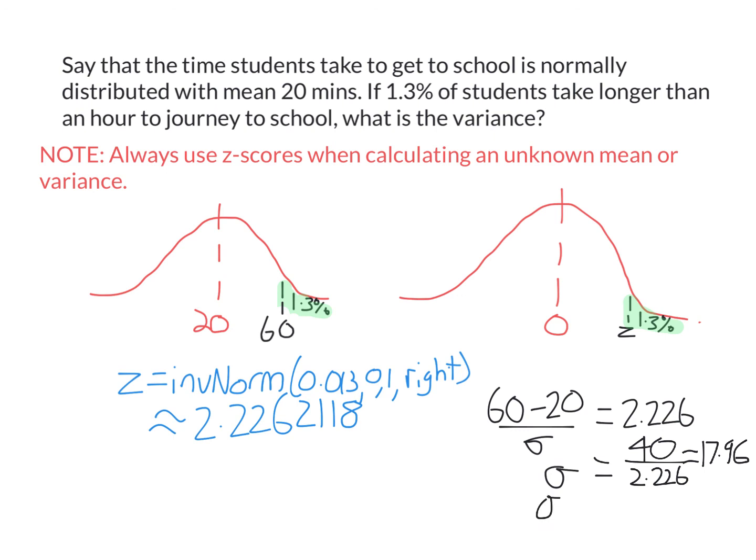Of course, the variance is just that number squared. So even though I've rounded it here, you should use exact values on your calculator. When you're doing this step, you just go 40 divided by answer equals that, and then you go answer squared, and you should get about 322.84. That is the variance, and we're done.